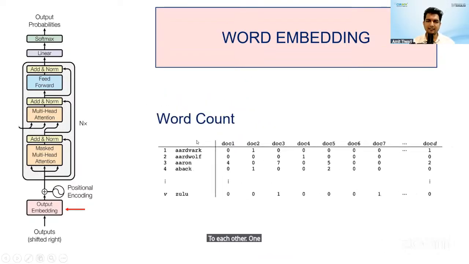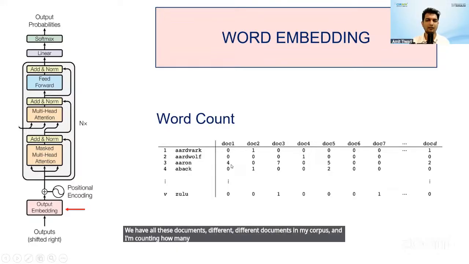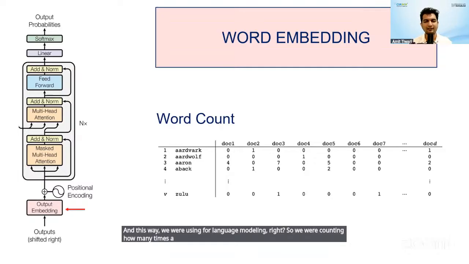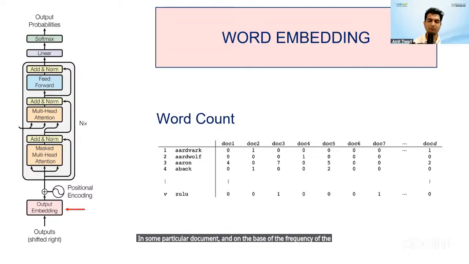One more way is to denote them by word count. We have different documents in my corpus, and I'm counting how many times each word occurs in a document. We were using this way for language modeling, right? We were counting how many times a word has occurred in some particular document, and on the basis of the frequency of the words, we were predicting the next word.